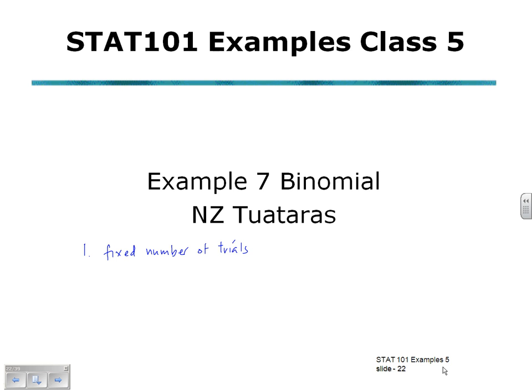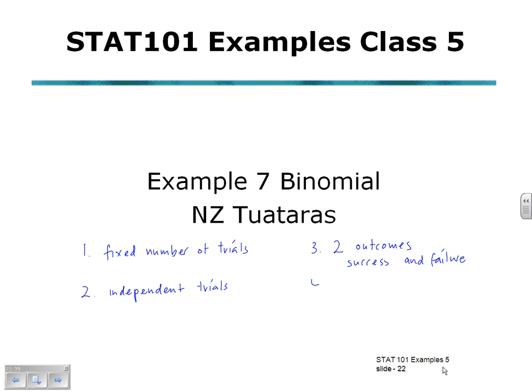Requirement number 2, these trials must be independent. That is, the outcome of any individual trial does not affect the probability in the other trials. Number 3 requirement, each trial must have all outcomes classified into 2 categories, commonly referred to as either success or failure. So 2 outcomes, success and failure.